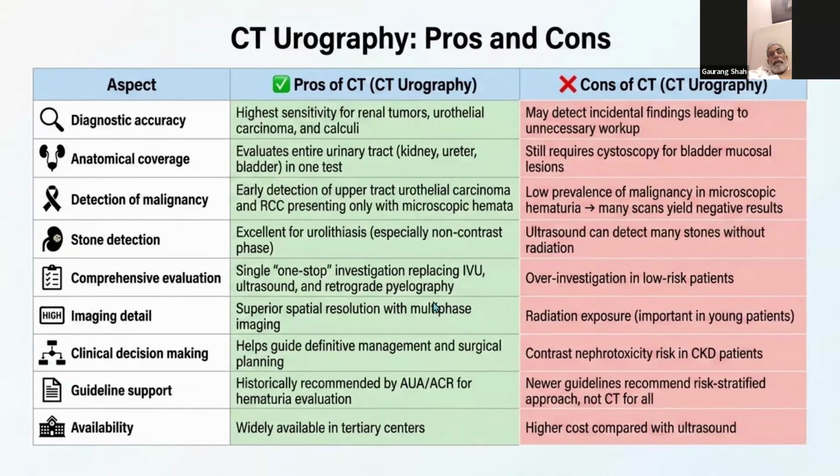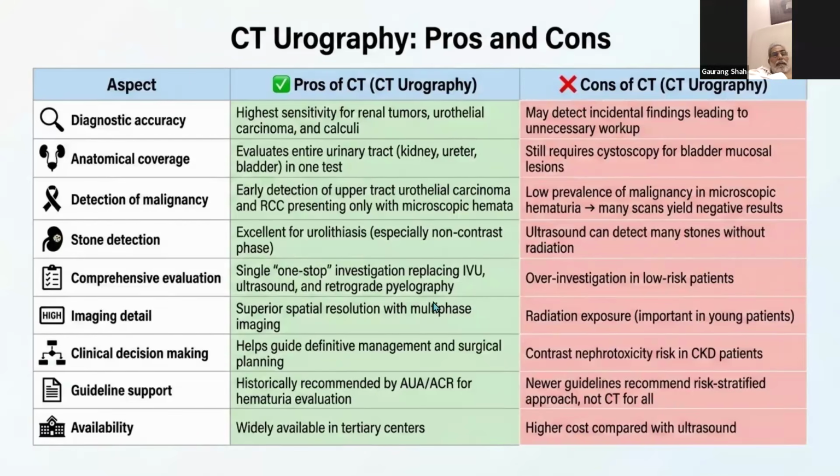Yes. So for asymptomatic microscopic hematuria, the risk stratification is low risk, intermediate risk, high risk. Low risk, we repeat the urine analysis after 6 months. In intermediate risk, we do cystoscopy and USG, and in high risk, we do CT urography as well as cystoscopy.